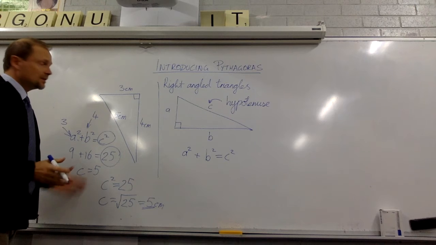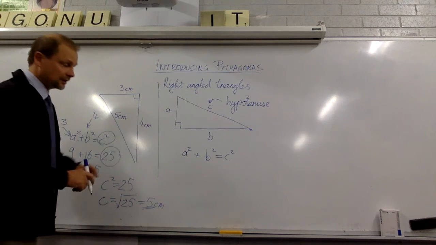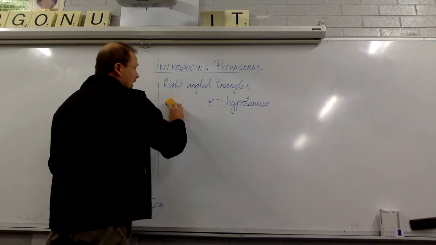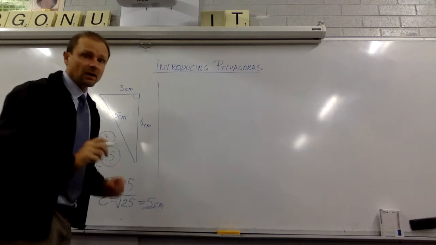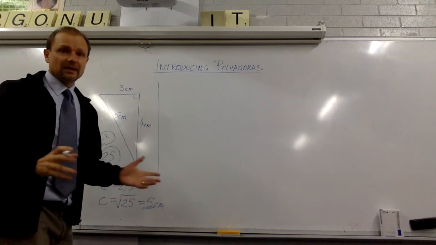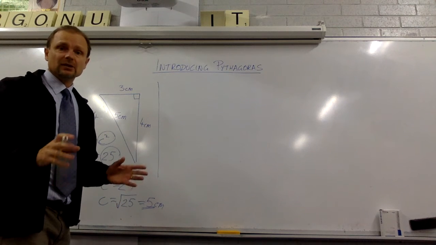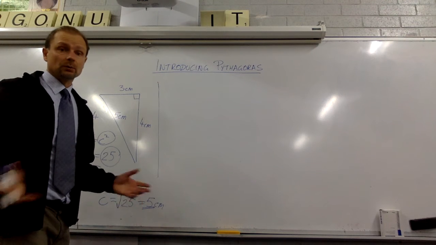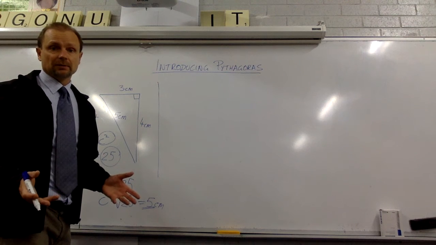Now, this only works with right-angled triangles. Let me rub out this bit over here. It only works with right-angled triangles, and you would find that it doesn't work with any other triangle. Let's try that out. It's a really good way of finding out whether a triangle is right-angled or not. If it only works with right-angled triangles, then you can find that out. Let's do an example of that.